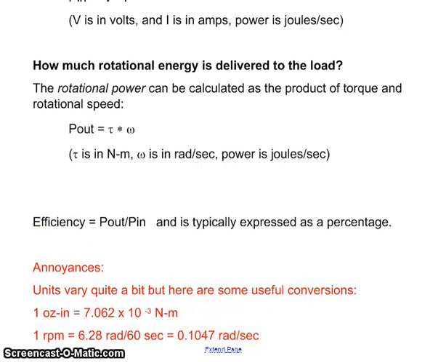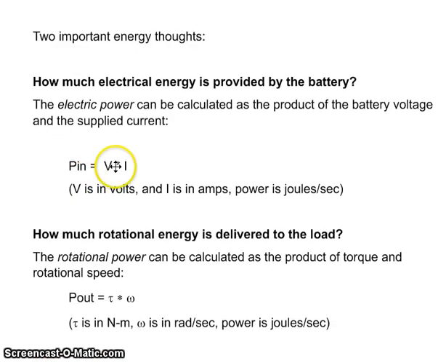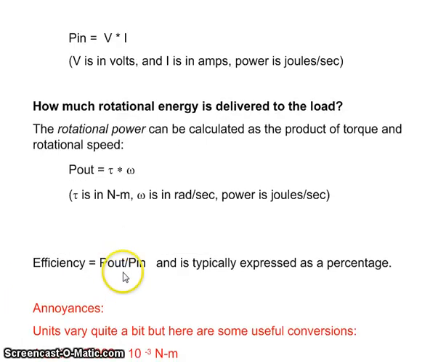Okay, so two products. Voltage times current will give us the input power, and torque times angular velocity will give us our output power. Comparing those two, P out to P in, will give us an efficiency that will always be less than 100%.